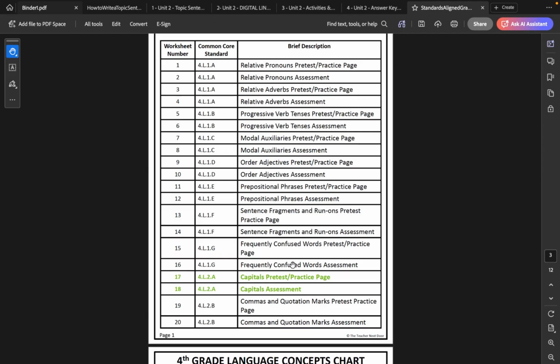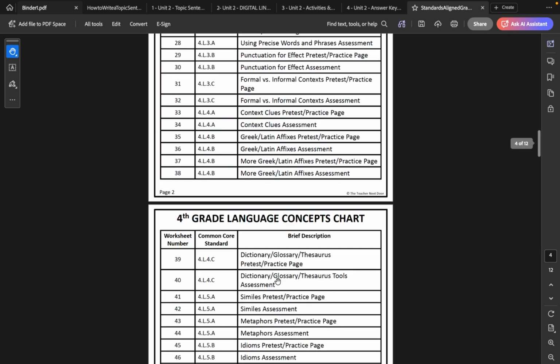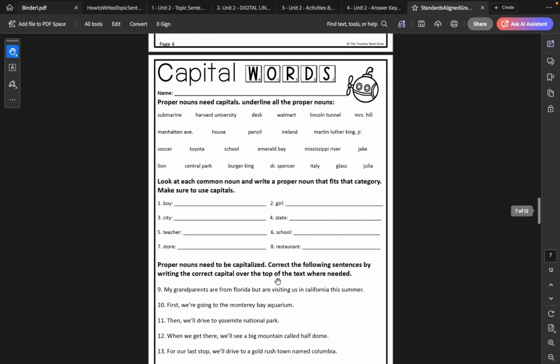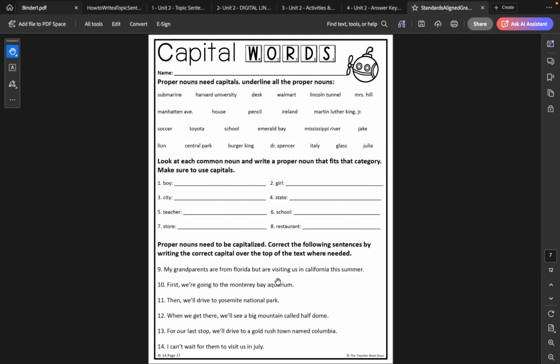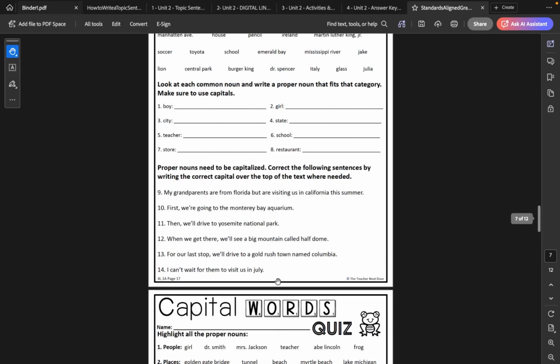So I left this list in here for you, and I highlighted this in green to show you which skill I included in the freebie for you. It's the capitals, pretest and practice page, and then the assessment in here. So if you scroll down, you can read these on your own. If you scroll down, you will get to the practice page. Now, the practice page looks exactly like this, and then take a look at what the assessment looks like.